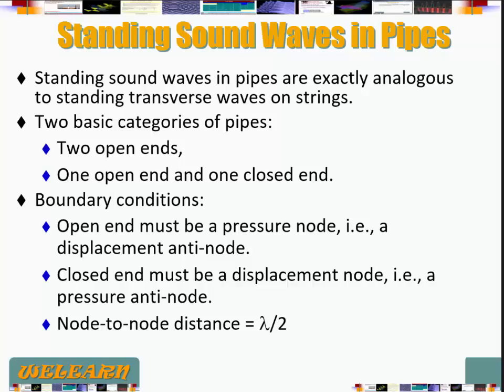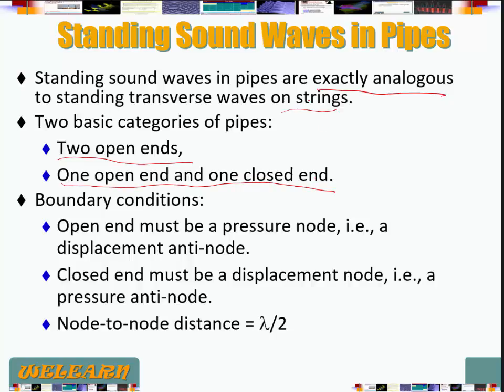Sound can produce tandem waves very much like other wave sources produce waves on strings and rods, etc. Now, standard sound waves in pipes are very analogous to standard transverse waves on strings. We usually talk of two categories of pipes: those that are open at both ends and those that are open at one end and closed at one end.